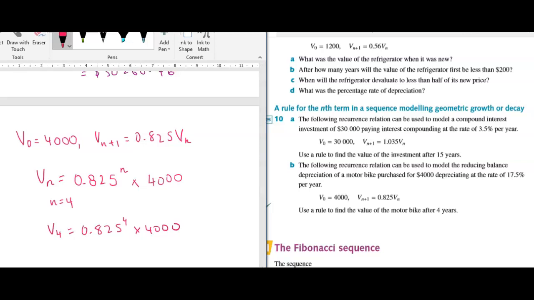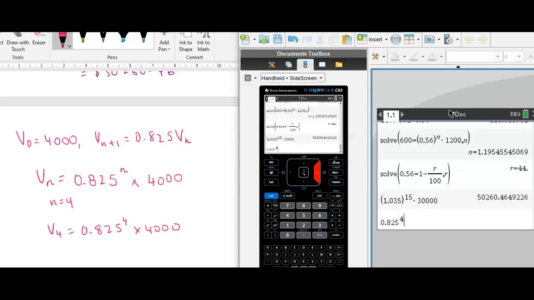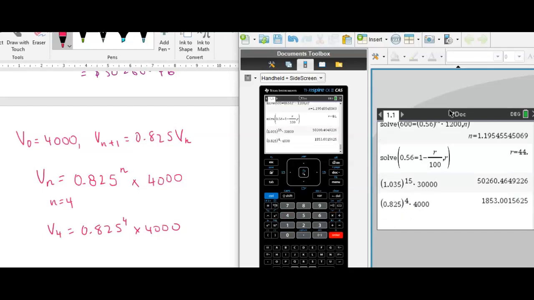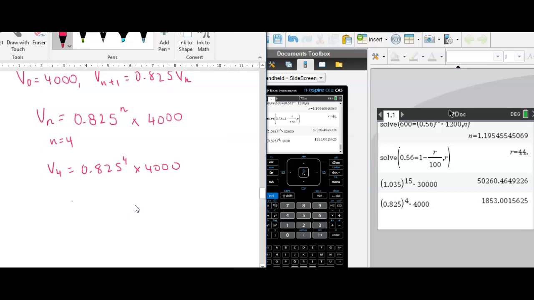Let's plug that into the calculator. 0.825 to the power of 4 times 4,000. So that's 1,853.00. Easy one to round.